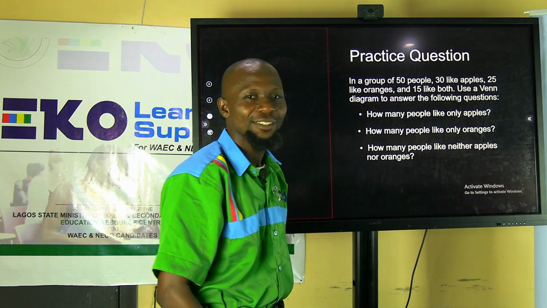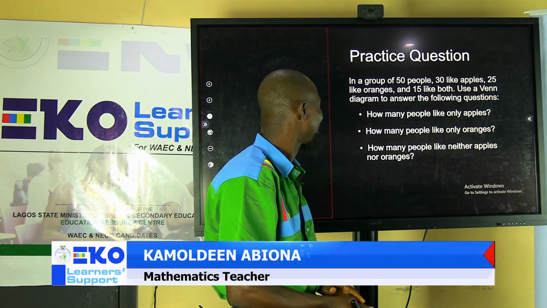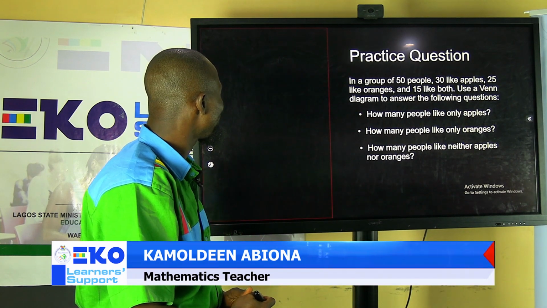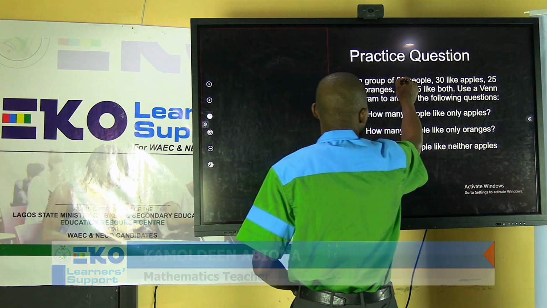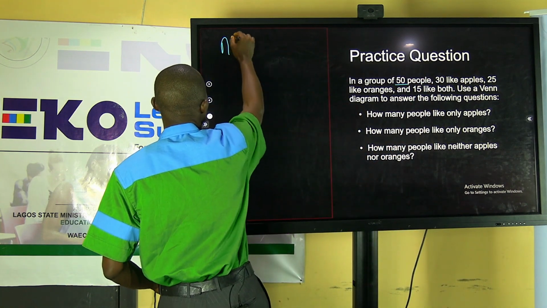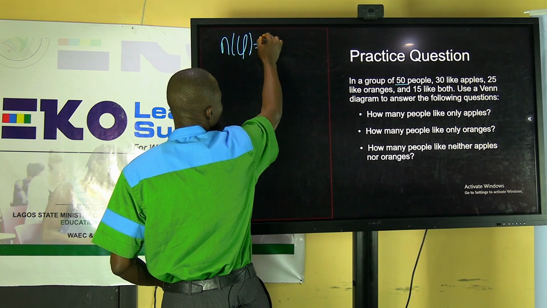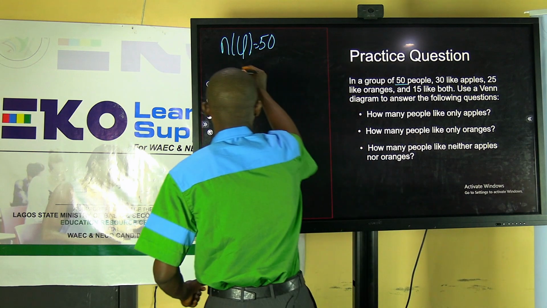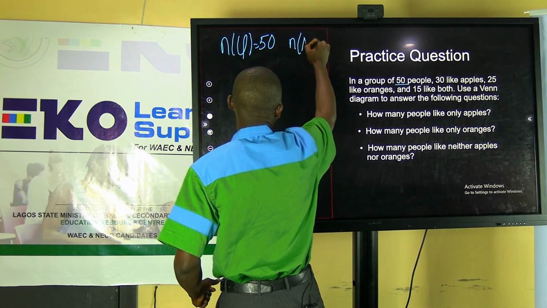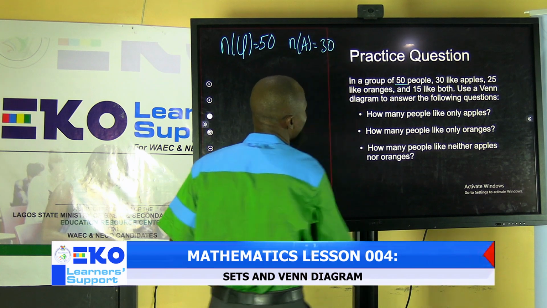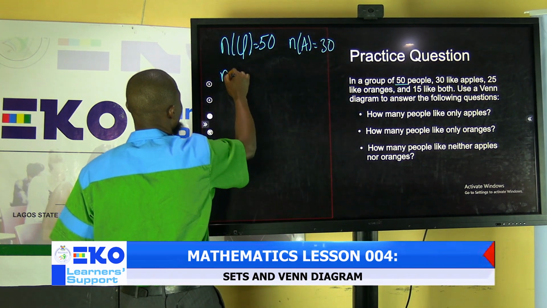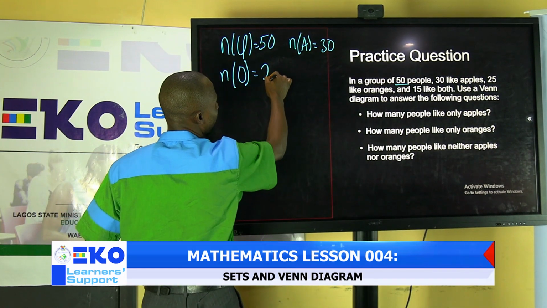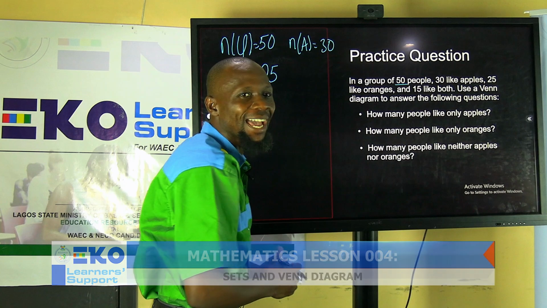You are welcome back. I hope you got that. Okay. Fantastic. So let's look at it together. Question: in a group of 50 people, so write that out. Cardinality of universal set is 50. Okay. 30 people like apples. Number of apples, those people that like apple, 30. 25 like oranges. Number of oranges, use O for orange, 25. And 15 like both.